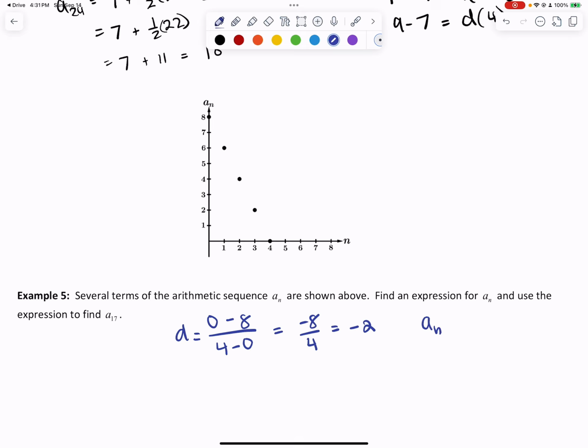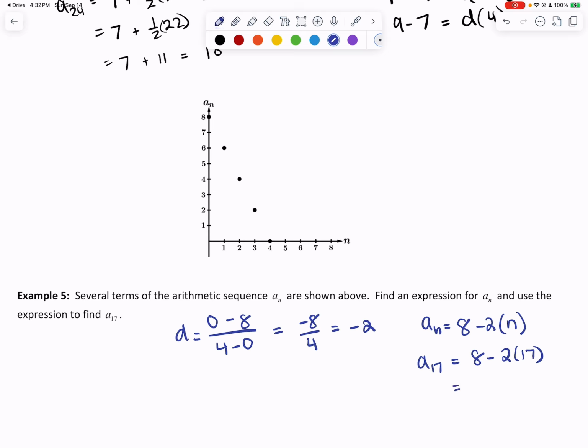So a sub n equals, any one of these points can be my starting place. I'll use 8, the first output, plus the common difference. So I'll actually switch this to minus times n, the term number. Well, the term number of 8 was 0, so it's just times n. And then if I want to do a sub 17, that's 8 minus 2 times 17.